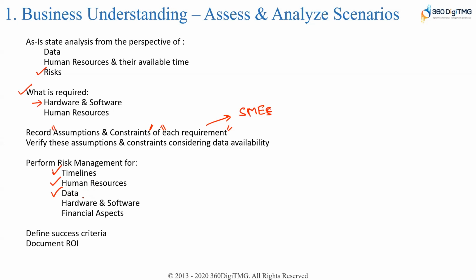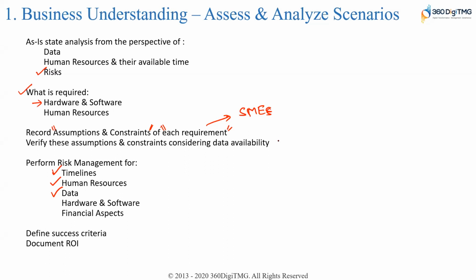What kind of data do we have? Are we dependent on surveys or experiments to get the data? Or do we have everything available readily? Do we have streaming data, real-time data, structured, unstructured data, which has to be combined together?